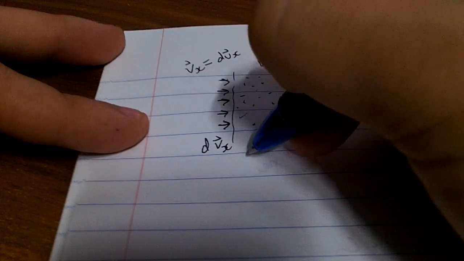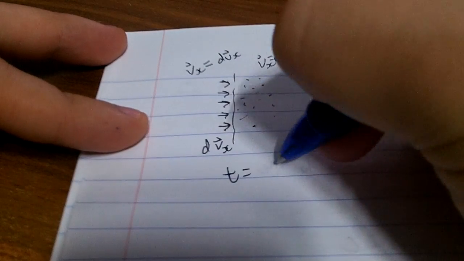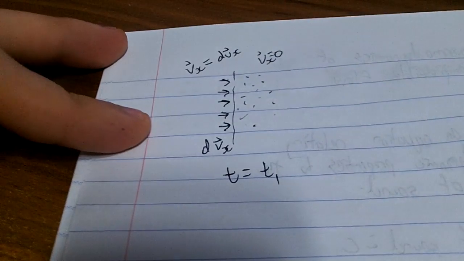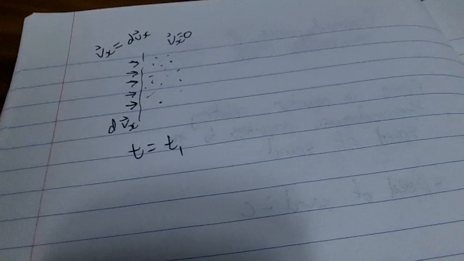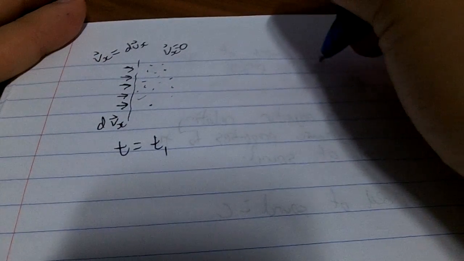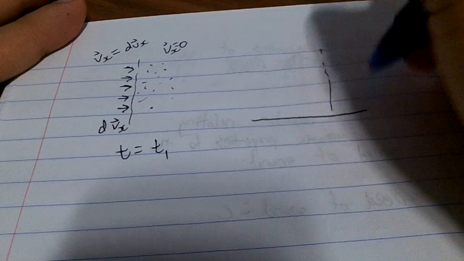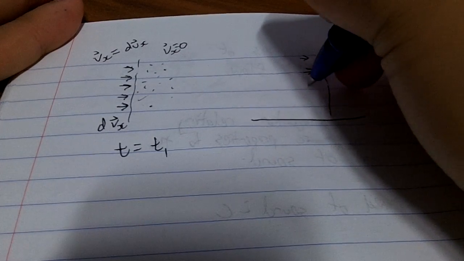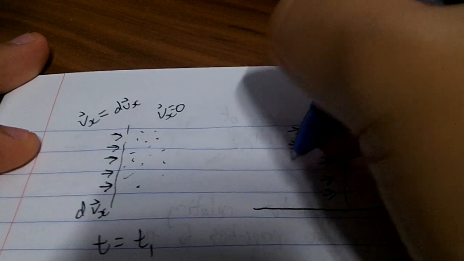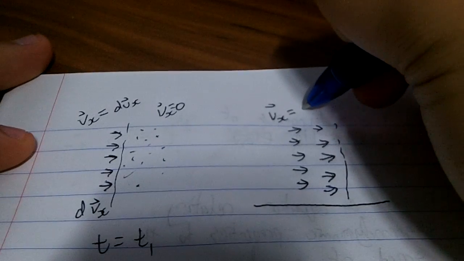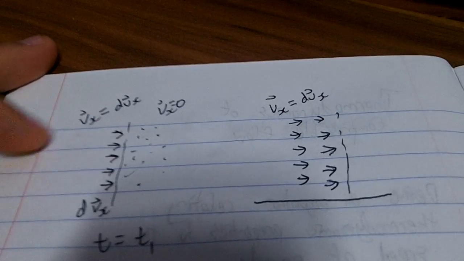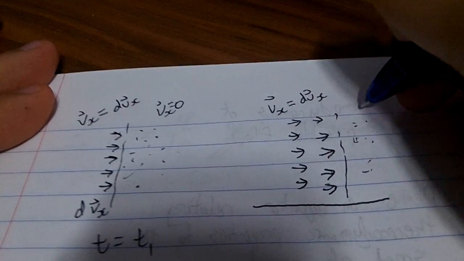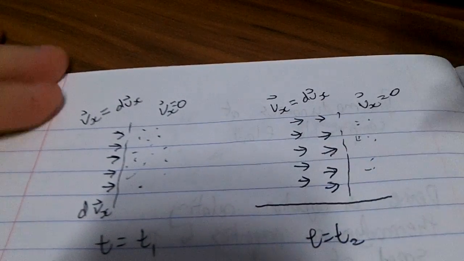So let's say this is a snapshot at t equals t1, and I take another snapshot a few seconds later. I'll draw some arrows, and all the particles here have a speed or velocity of dvx. And to the right of this boundary, as usual, the air will be still. This will be at t equals t2.